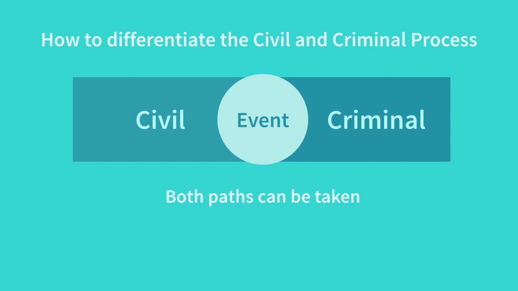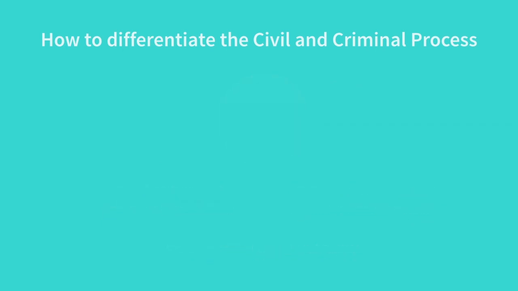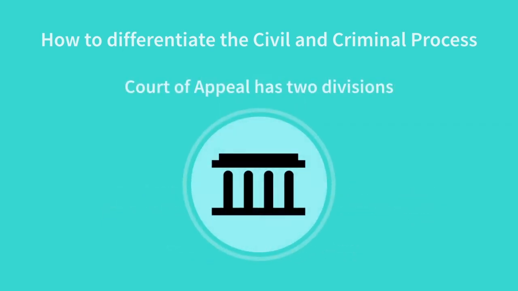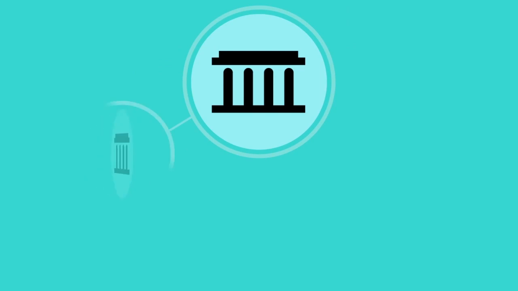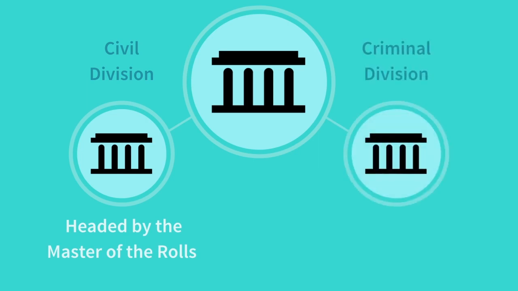If there is no loss suffered by a person, then there cannot be a civil proceedings. Under criminal law, there does not have to be a person who has suffered loss, for example, a parking fine or a speeding offence. The division between civil and criminal law is seen most clearly in the Court of Appeal, which has two divisions. The Court of Appeal, Civil Division, headed by the Master of the Rolls, and the Court of Appeal, Criminal Division, headed by the Lord Chief Justice.